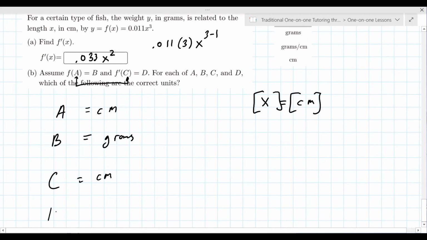Let me know when you're ready for D. Okay, so for D, this is where it's different. It's the Y units over the X units. It's really like B over A. So it's grams per centimeter. All correct.